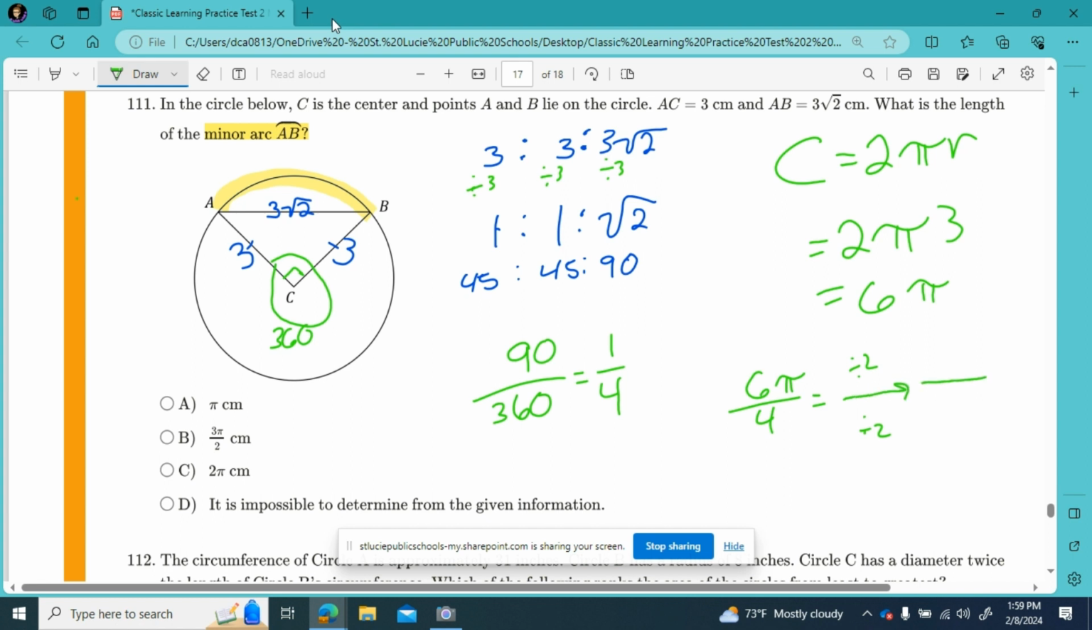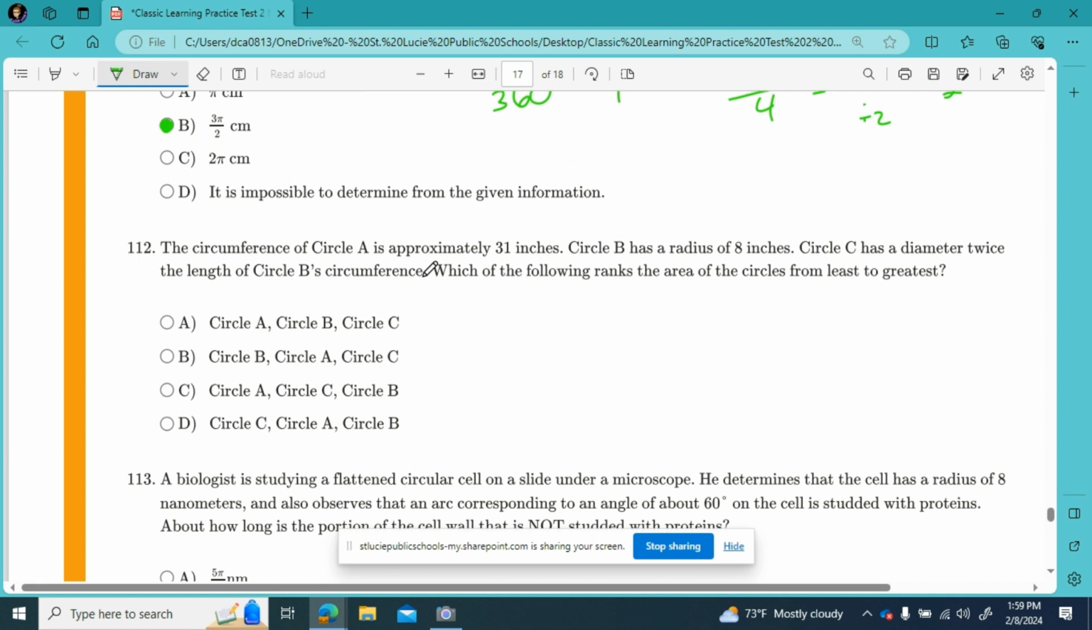6 divided by 2 is 3 pi, and 4 divided by 2 is 2, and we have found our answer for question number 111. So we can move on to question 112. Sorry about that.